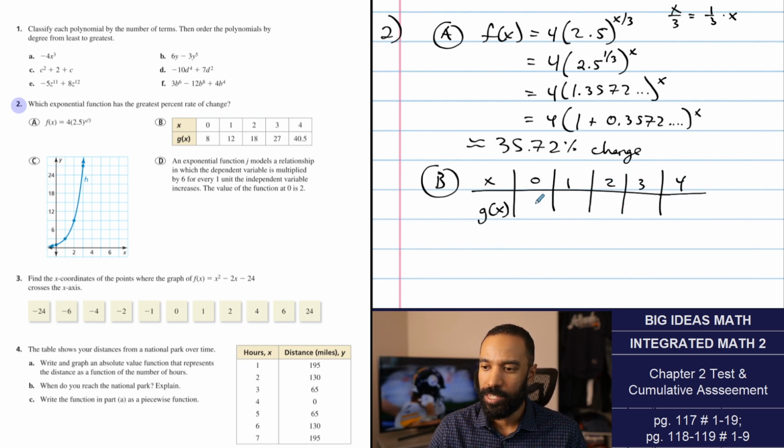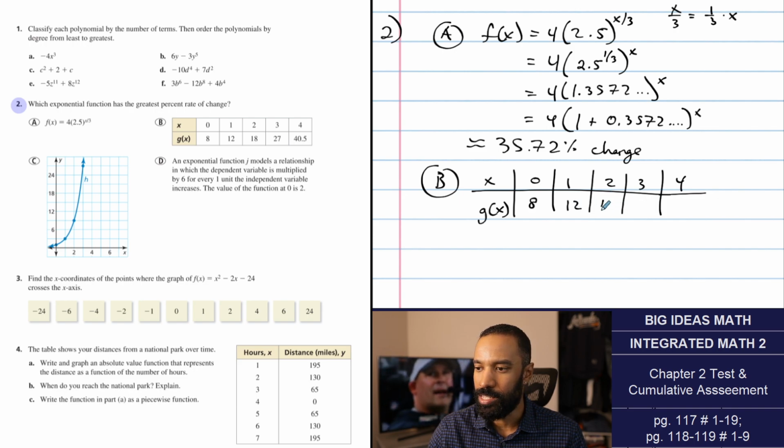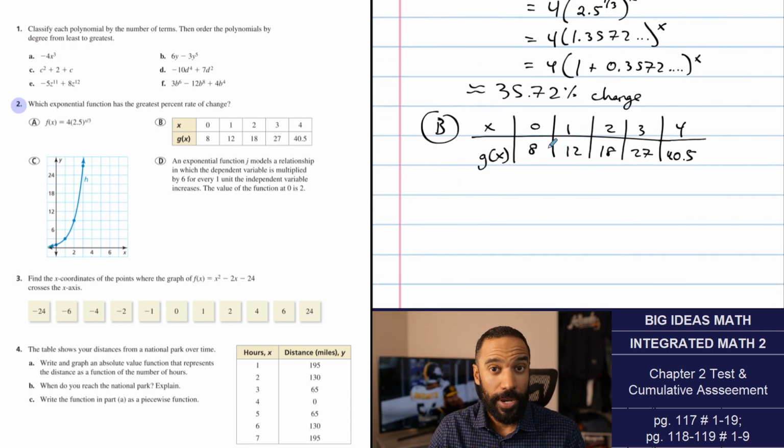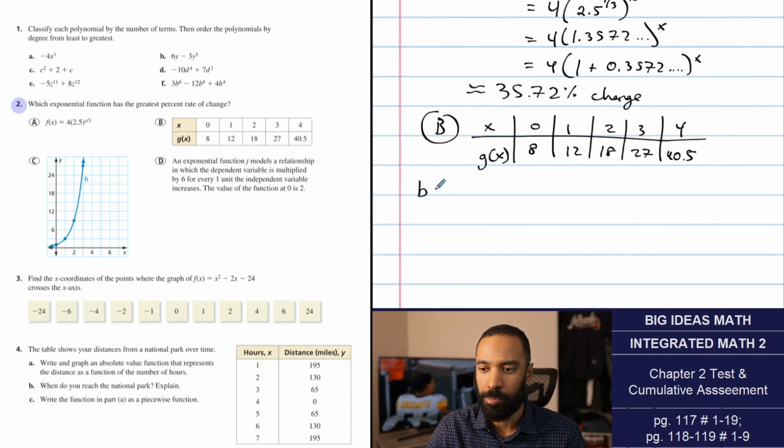This goes from 8 to 12 to 18 to 27 to 40.5. What are we multiplying going from one value to the next? Common ratio, if you will, that b value that we're multiplying by. 8 times b is 12. 12 times b is 18, and all that kind of stuff, right? We multiply by the same value over and over. At least that's the assumption. I mean, I can tell that, yes, that is what we're doing.